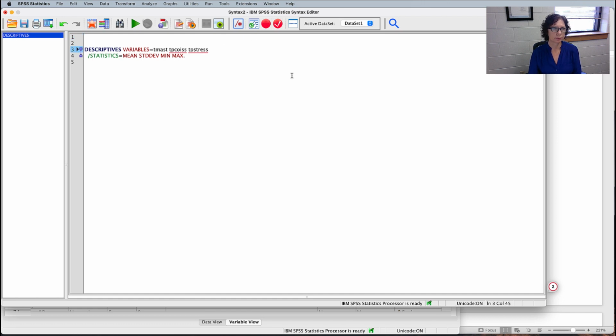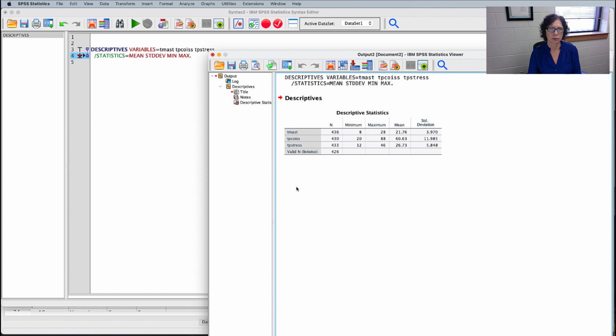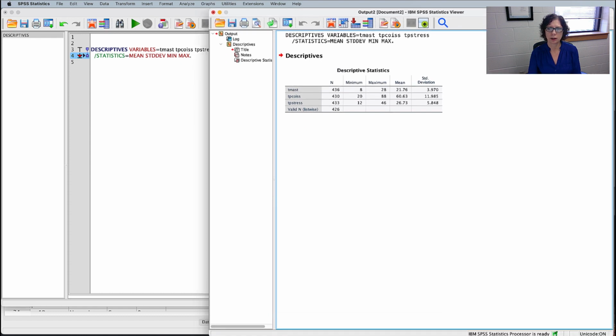So here, descriptives of these variables, I want mean, standard deviation, min, and max. And you can even put in your skewness and kurtosis and start doing your univariate normality checks here. But I'm going to go ahead and run this so that we can get a look at these variables. So we got the mean and standard deviation for total mastery, total perception of internal states, and total perception of stress.